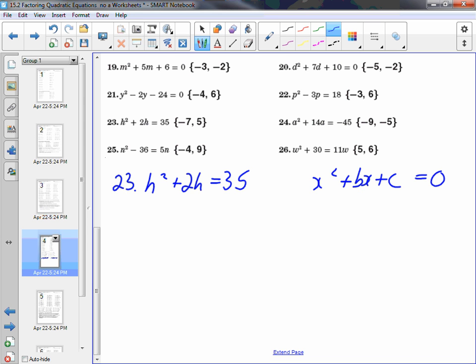So let's subtract 35 from both sides. And when I subtract 35 from both sides, I'm going to put the negative 35 at the end. I don't know why I thought it was an h there. Because I want it to be in order. All right, so let's see here. Now I need to try to factor this.